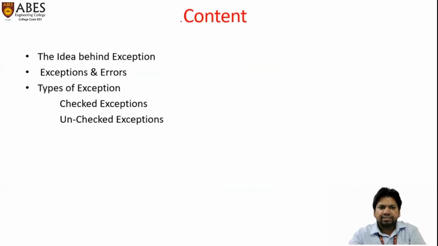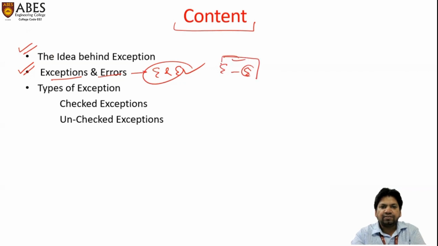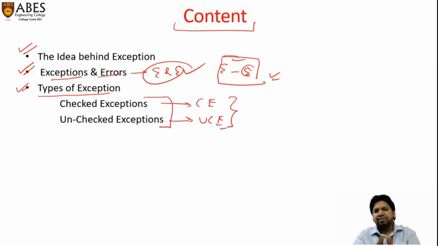In this lecture, we will discuss the idea behind the exceptions. I have also discussed an important topic, the difference between exceptions and error. We will discuss what the difference between exceptions and error is. In the next topic, we will discuss the types of exceptions. There are two types: one is checked exceptions, second is unchecked exceptions. So there are three topics. First is the idea behind the exceptions. Second, the difference between exceptions and error. Third is types of exceptions, which will be divided into two parts: checked exceptions and unchecked exceptions.